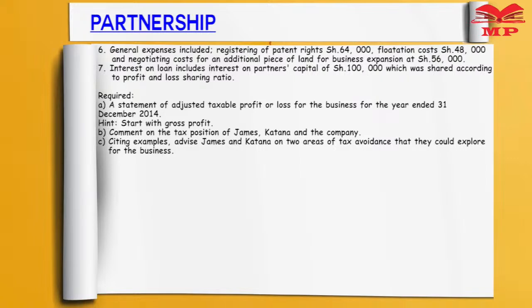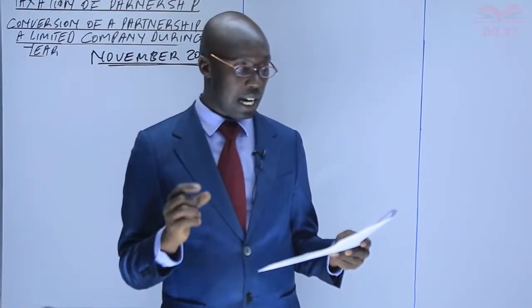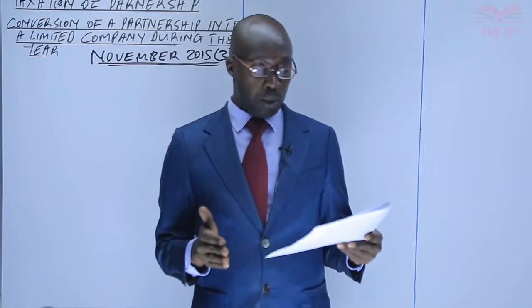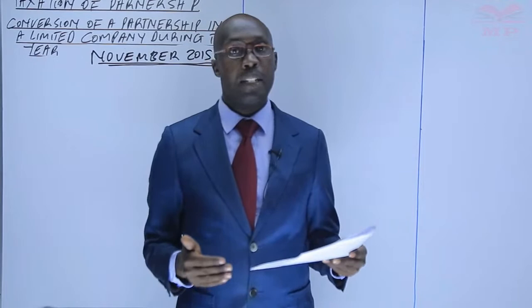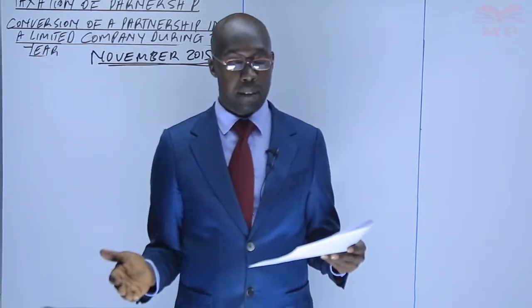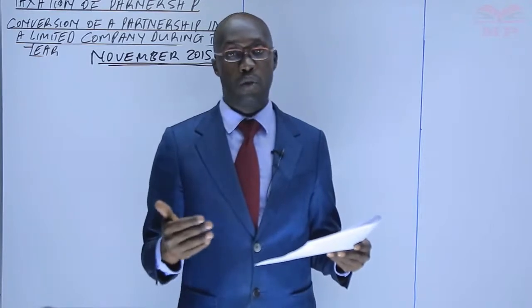So, we can see in this question, we are required, number one, to get the statement of adjusted taxable profit or loss of the business. Now, in this case, you take note that there is a conversion. A partnership business that was existing was converted into a limited company as per additional information number one. And from the additional information number one, we can see the partnership business lasted for a period of 9 months, and then the limited company 3 months, because the conversion happened on 1st October 2014 and the year of income is ending on 31st December 2014.